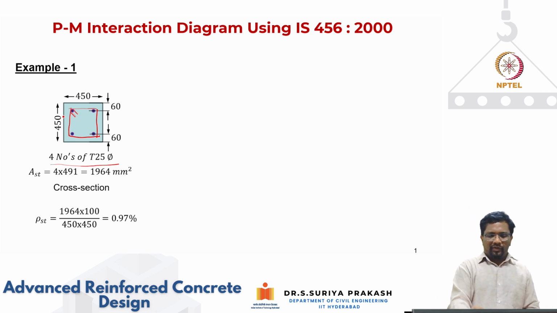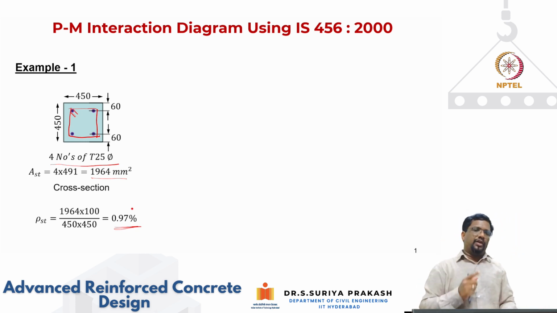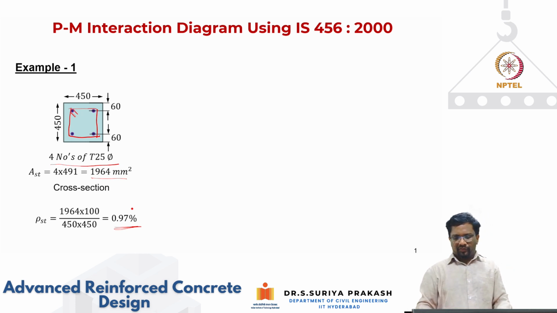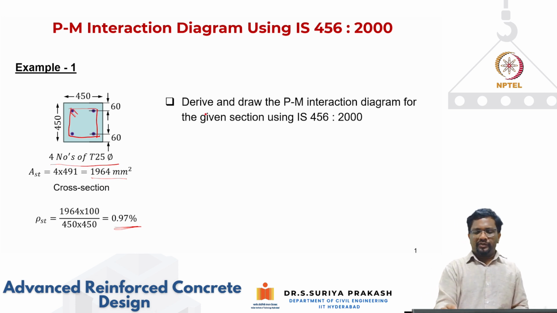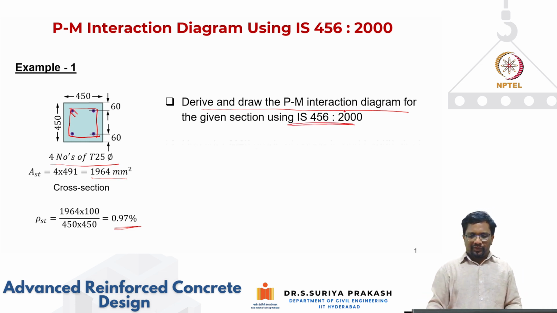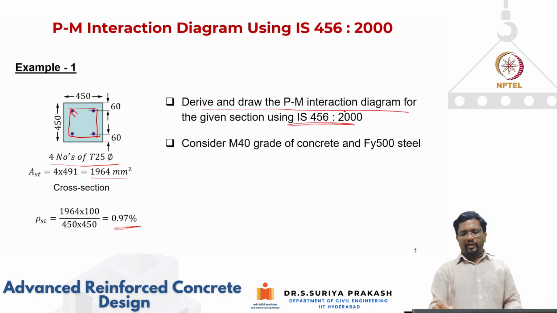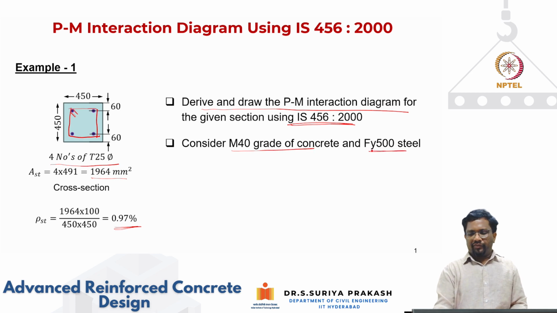We have the area of bars as 4 into 491, which is 1964 mm square, and the percentage of steel is close to 1%. That is the reason, as I've told you, a column should have a minimum of 1%, so we kept these four 25 mm bars. Our objective is to derive and draw the PM interaction diagram for this section using IS 456 provisions. We can take M40 grade of concrete and FE 500 steel.